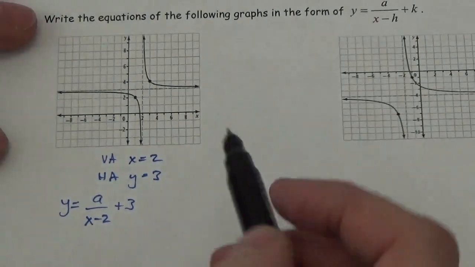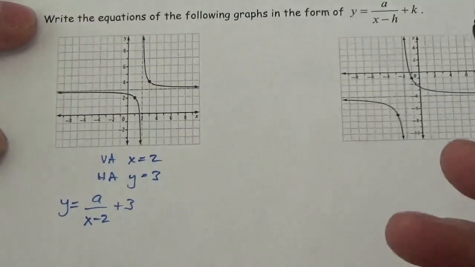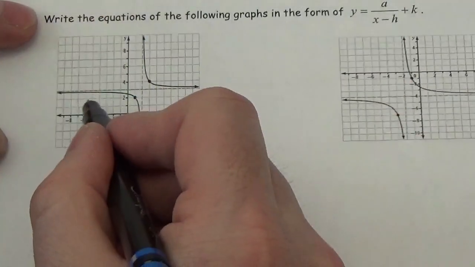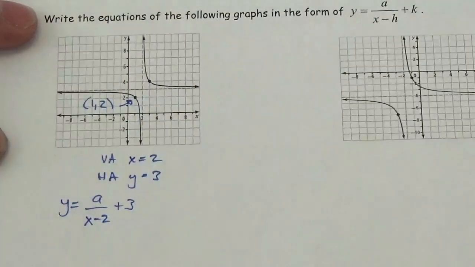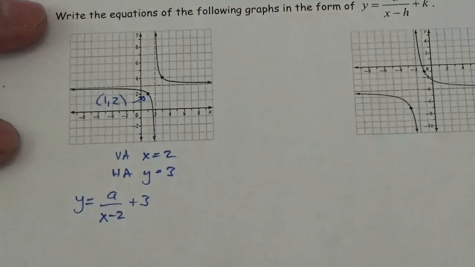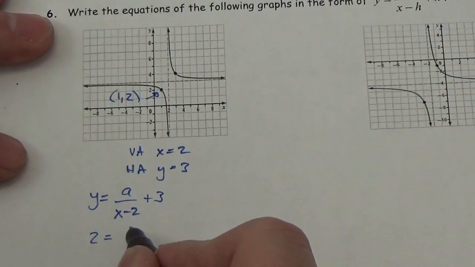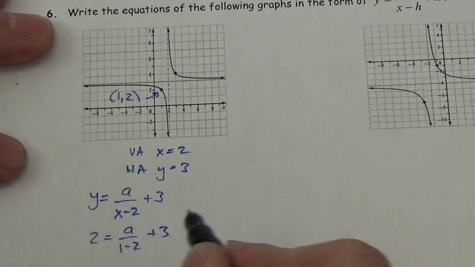Now what I'm missing is the vertical stretch. But that's easy enough, because all I got to do is pick a point on there, and you're going to see here that we've tried to make your life a little bit easier by identifying a couple of points that it goes through. And in fact, I'm going to use the one with the smaller values here. That's the point 1, 2. So if I plug that in, y is 2. That's going to be equal to a over 1 minus 2 plus 3.